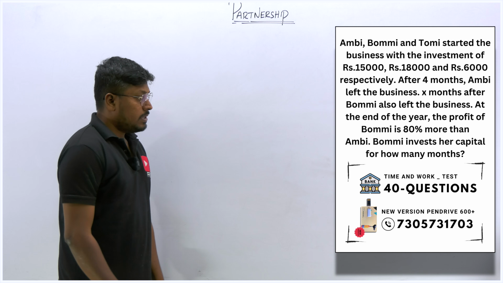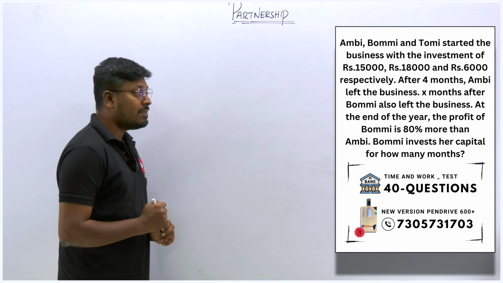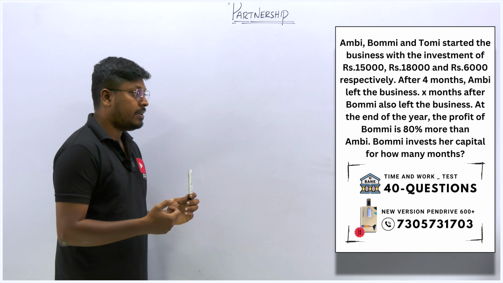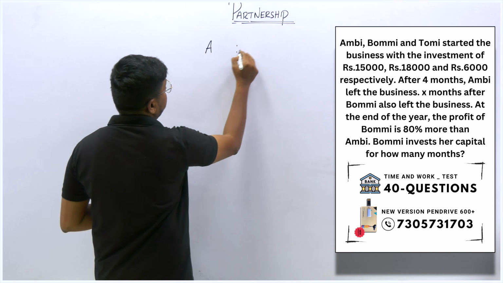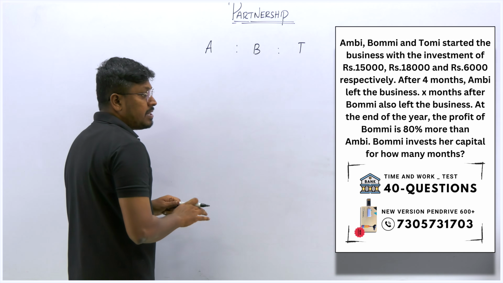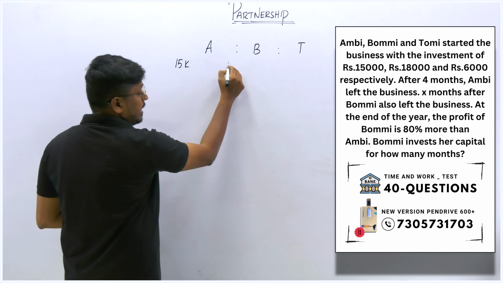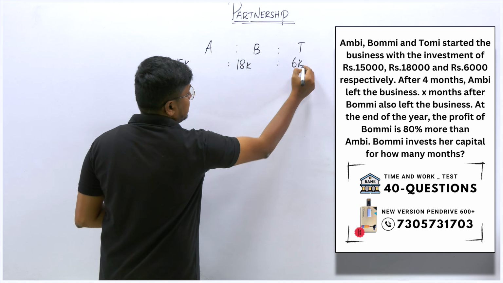Next question. Ambi, Bomi and Tommy started a business with investments of 15,000, 18,000, 6,000 respectively. So totally there are 3 persons, right? So A, B and T. So we can keep it like this: A, B and T. 3 persons started a business, and the first person's investment is how much? 15,000. So 15,000 is the first person's investment. The second person's investment is 18,000, and the third person's investment is 6,000.